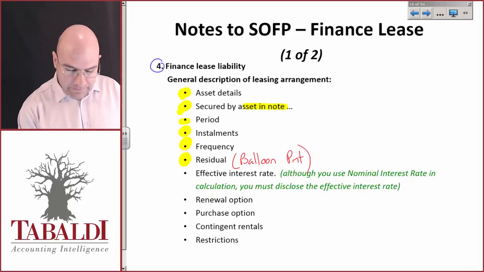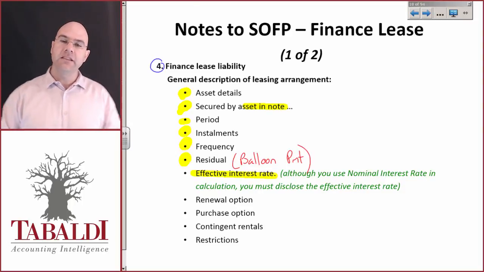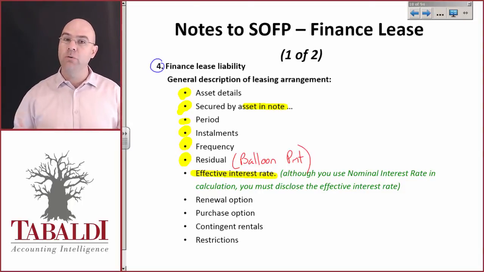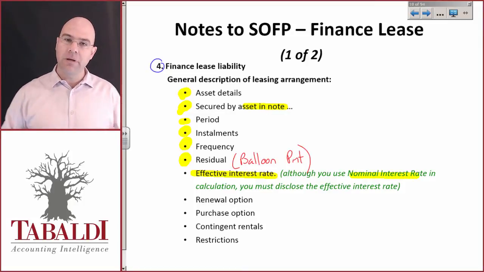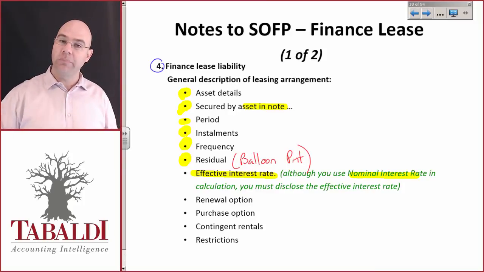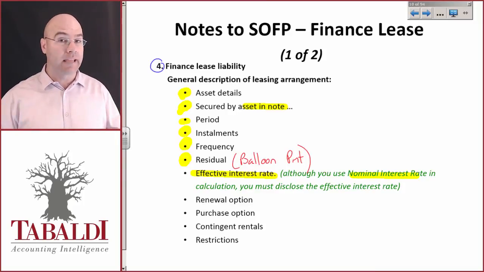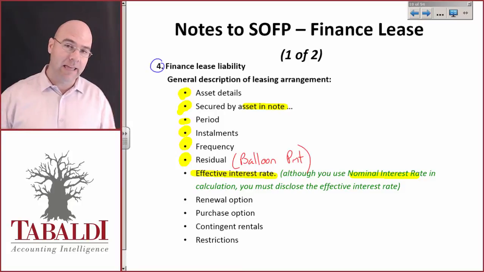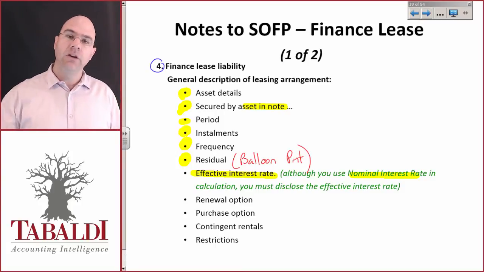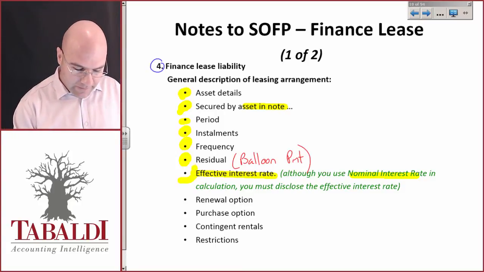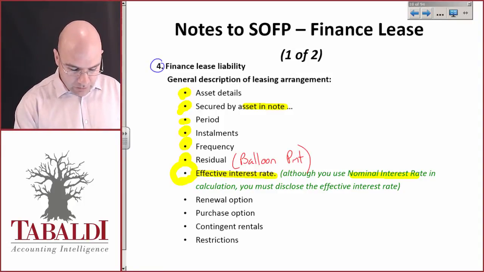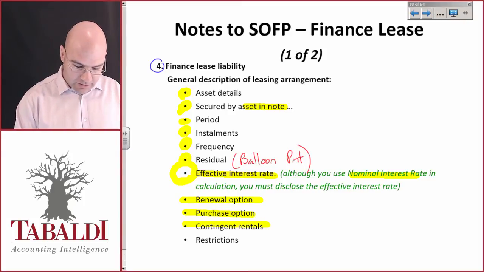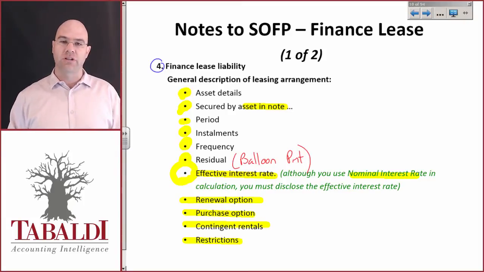Okay, then the effective interest rate. Yes, in the question or in the scenario, you'll get given a nominal interest rate. Okay, but remember the nominal interest rate will have to be compounded, either monthly, maybe daily, maybe yearly, or sorry, biannually, etc. and you will then convert it to an effective interest rate and disclose the effective interest rate. Tell the users about any renewal options on the lease, purchase options, contingent rentals, or any restrictions on the lease.